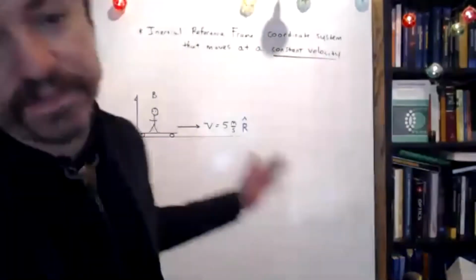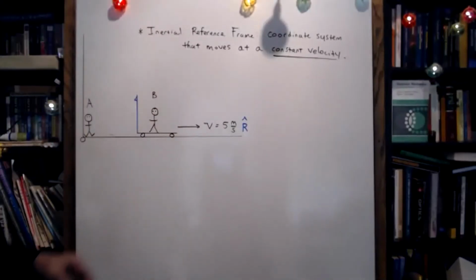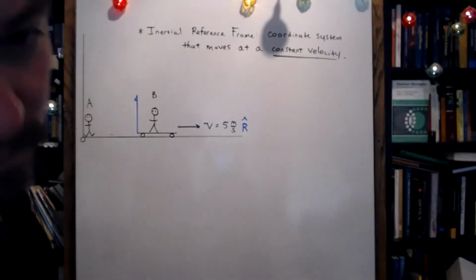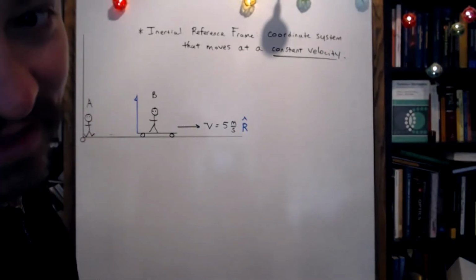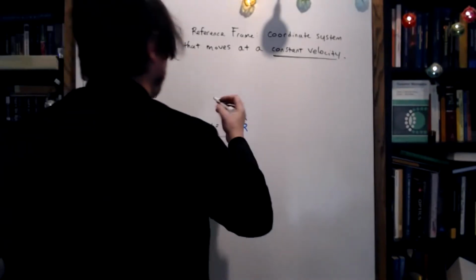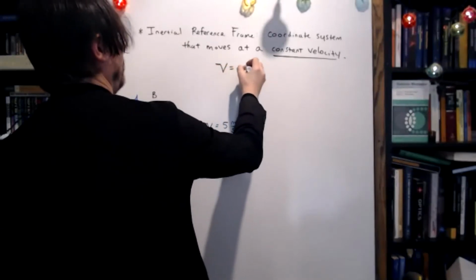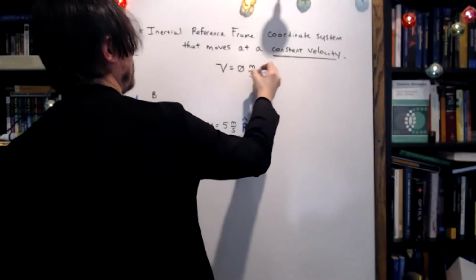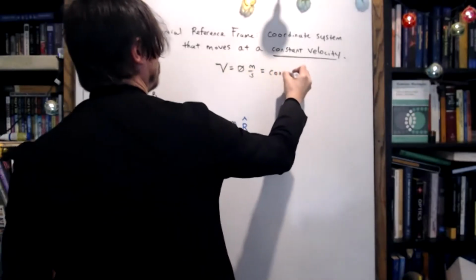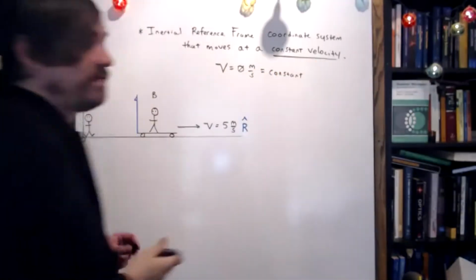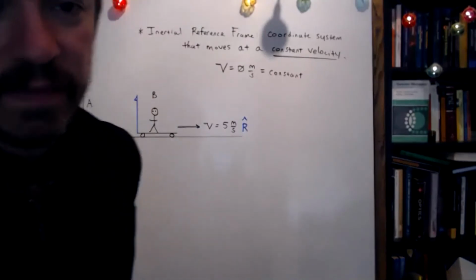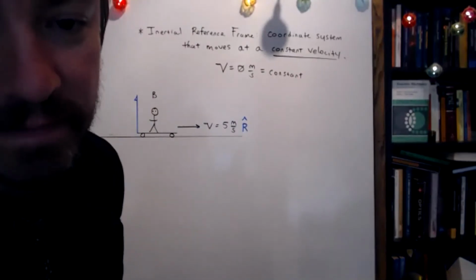Does A's reference frame constitute an inertial reference frame? No. Why not? It's not moving. False. Devin says yes. And Devin would be correct because a velocity of 0 meters per second is also a constant velocity. And that needed to be explained because for some people that was not going to be obvious.